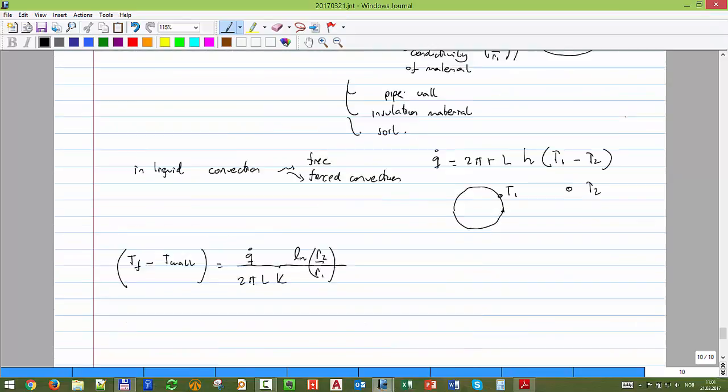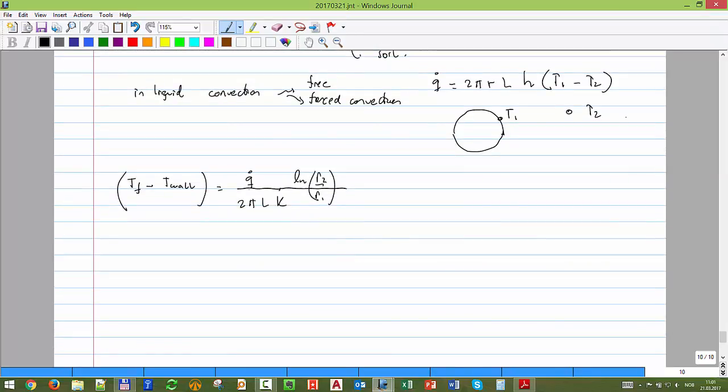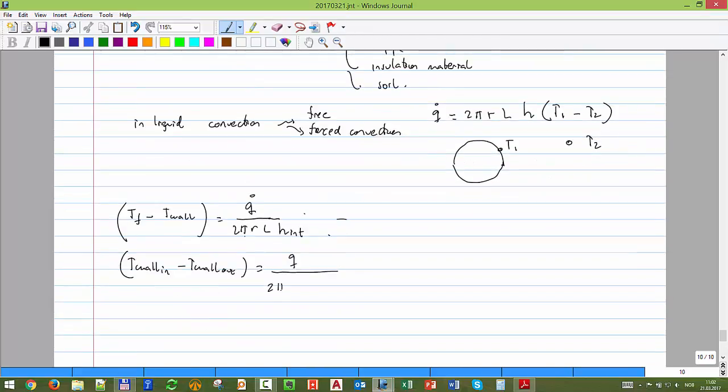Okay, so I do the same for every layer. So here it shouldn't be like that, but it should be, okay, Q over 2 pi R L H, okay, H internal. Then I have T wall in minus T wall out, and here I have conduction, and that will be Q over 2 pi L K over ln R2 over R1. Okay, and then I can do that for every layer: convection, conduction, conduction, conduction, convection.